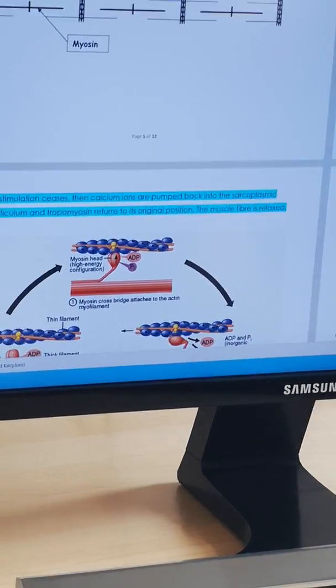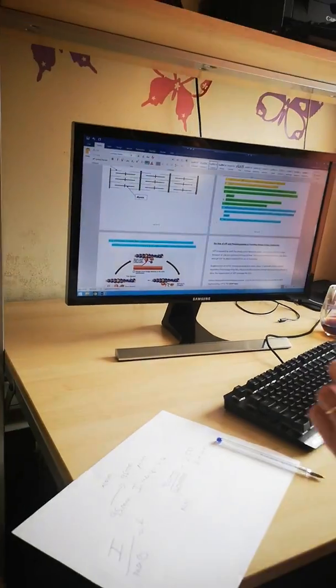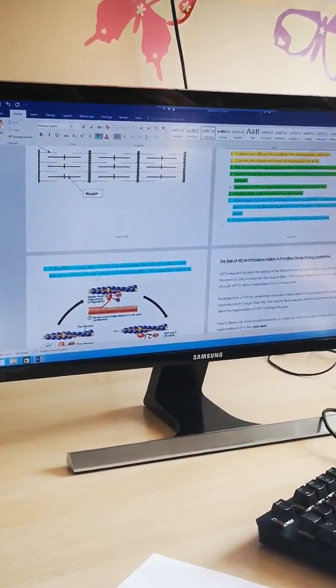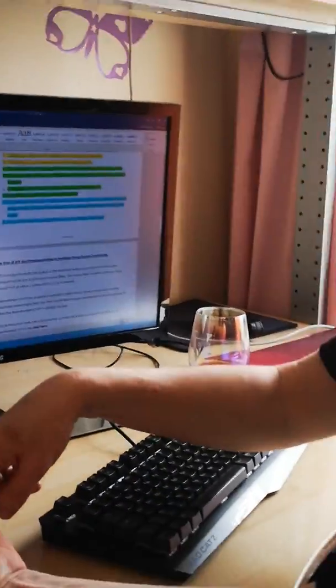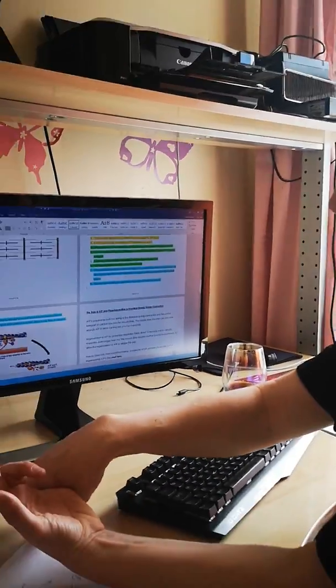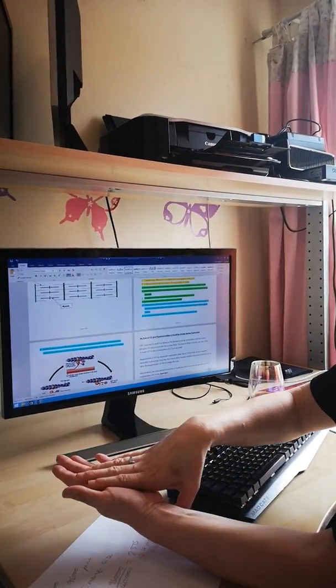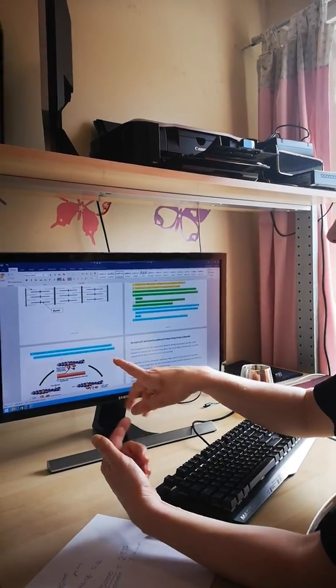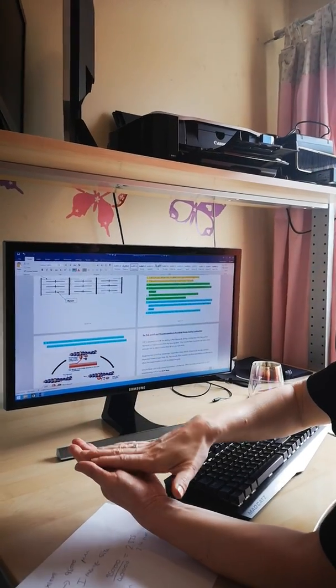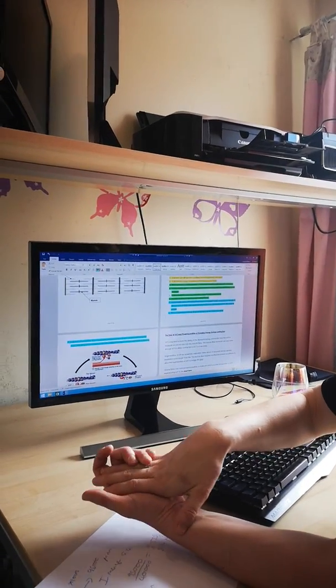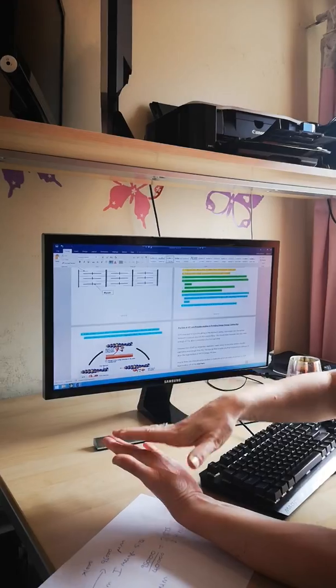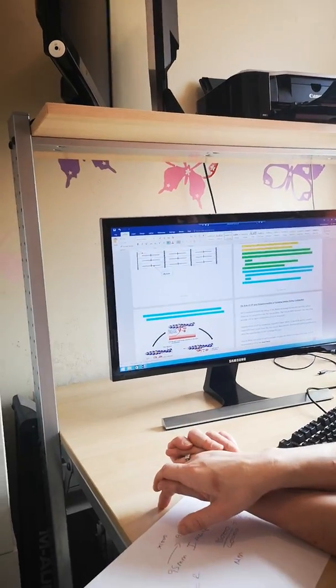Okay, I think that I've said that all right. I did start with if there is no stimulation. So if there is stimulation, calcium ions will still be released and you'll still get this effect. If stimulation stops, they won't be released, they'll be pumped back in. Tropomyosin will return to its original position because there's no calcium 2+ bound anymore, and the muscle fibre relaxes.